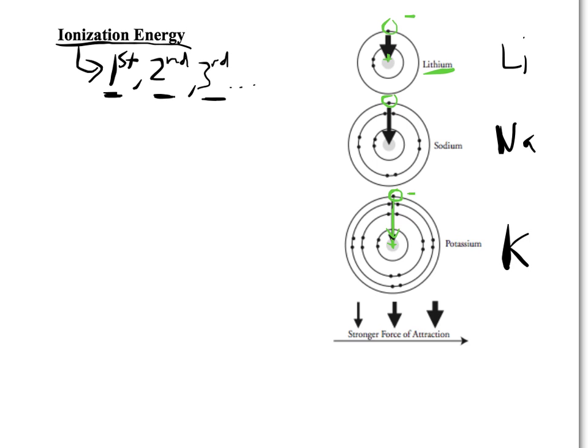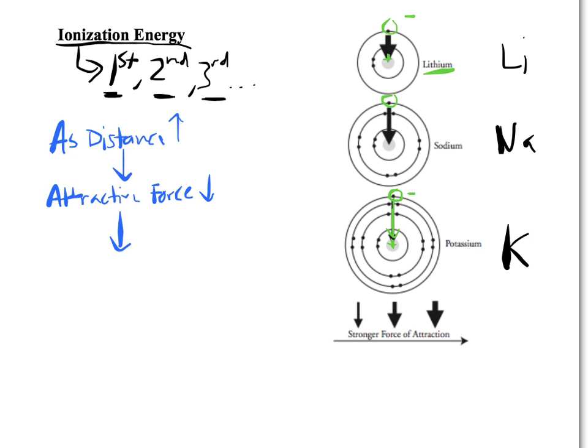So the flow of logic to explain this is: as distance increases between a nucleus and a valence electron, then the attractive force, or the Coulombic force, will decrease. And if the attractive force decreases, the ionization energy, again the amount of energy needed to remove that electron, is also going to decrease.